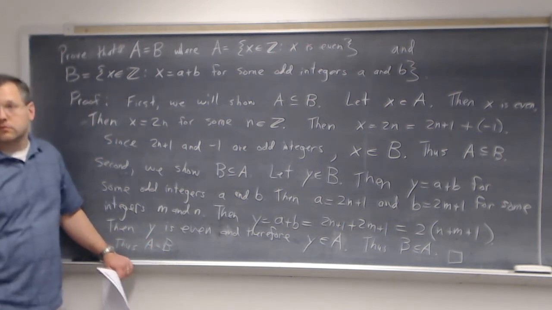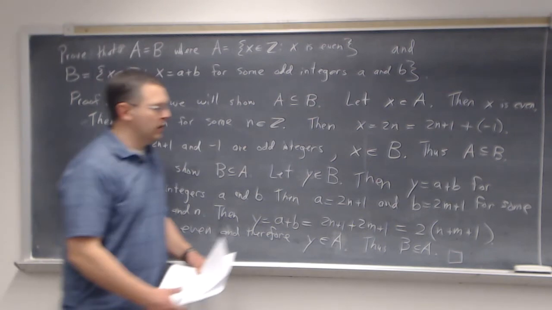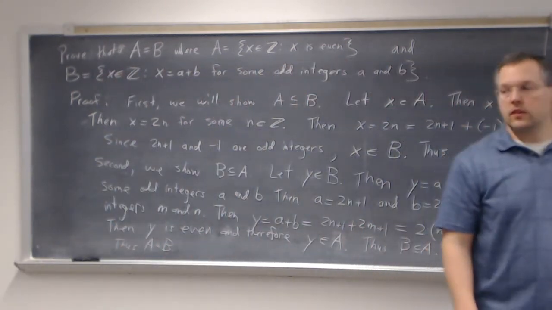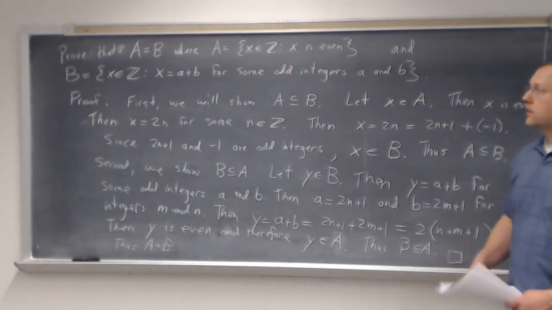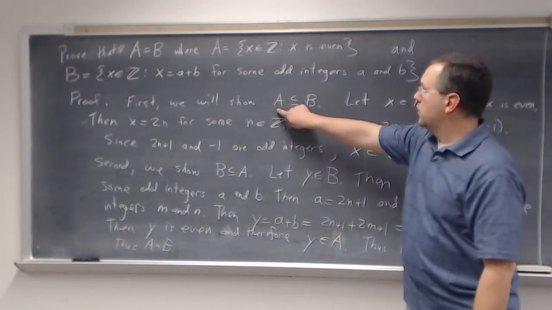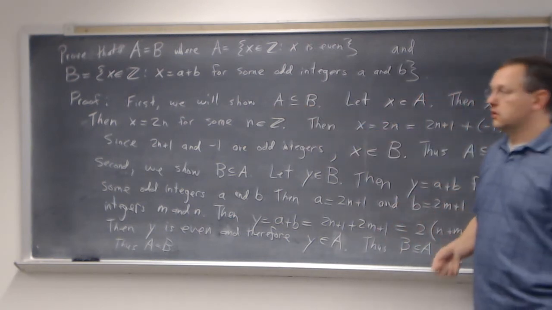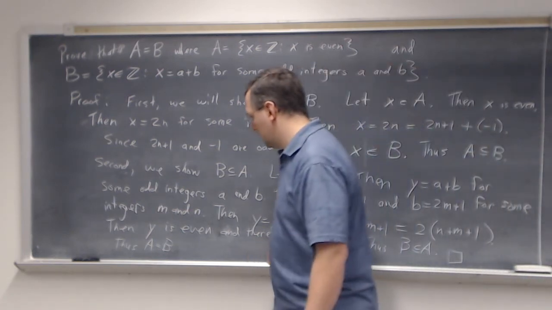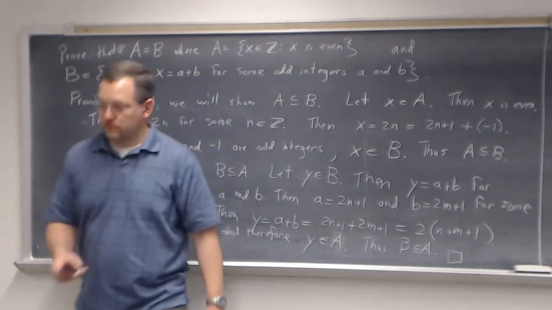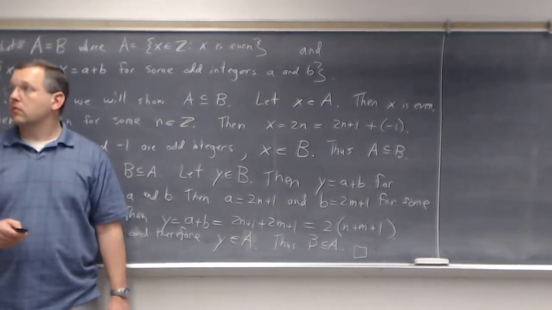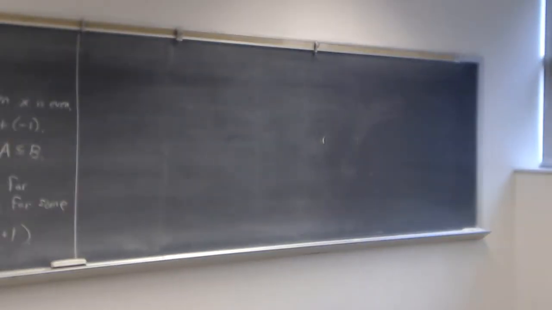Okay. Any questions? So the strategy is the important thing here, right? To show the two sets are equal, you can prove that A is a subset of B and show B is a subset of A. That's the key to the proof. Okay, good.